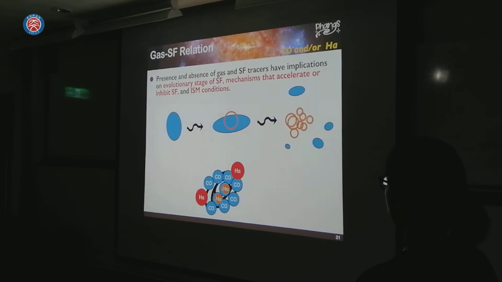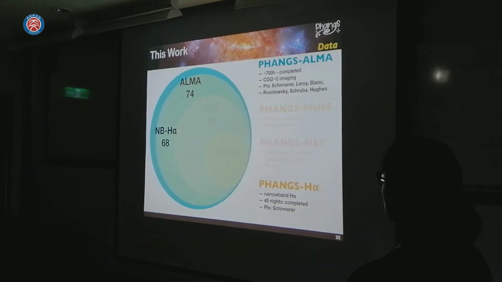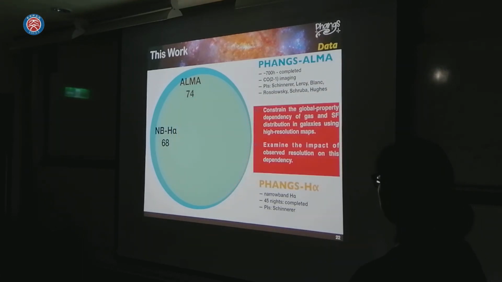So all this work is to constrain the global probability dependency of the gas and star formation distributions in nearby galaxies and examine the impact of resolution on the trend we observe. And we will use PHANGS-ALMA data and PHANGS narrowband H-alpha data.